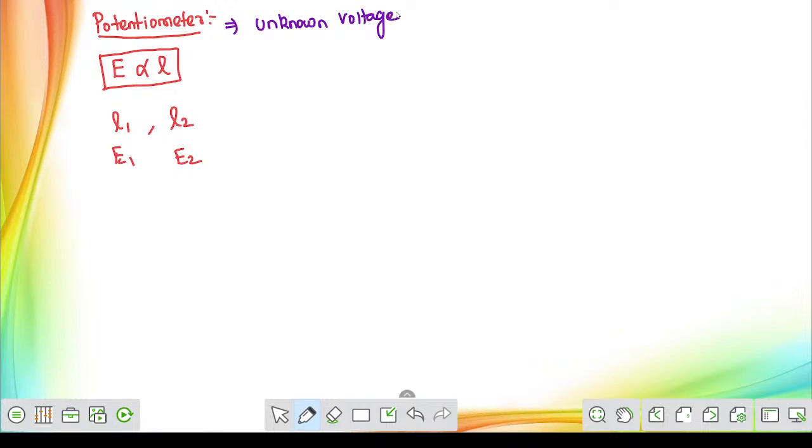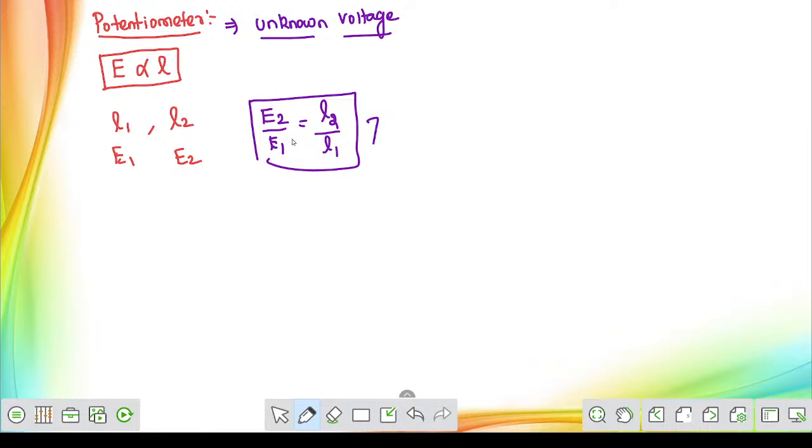We have seen how to measure resistance, inductance, capacitance, quality factor, and frequency. If an unknown voltage is given, how will it be predicted with the help of the potentiometer? Since the induced voltage is directly proportional to the length of the slide wire, the new voltage divided by the old voltage equals the new length of the slide wire divided by the old length. By using this condition, you can easily find the new induced voltage when it is asked in the examination.